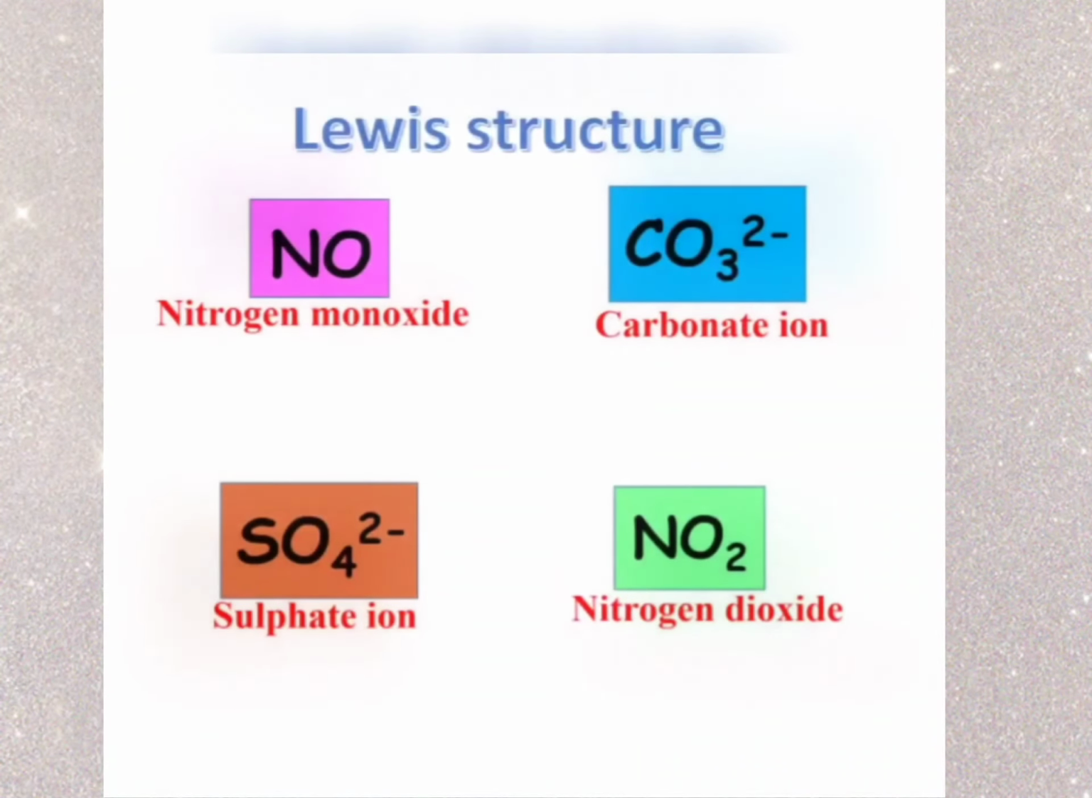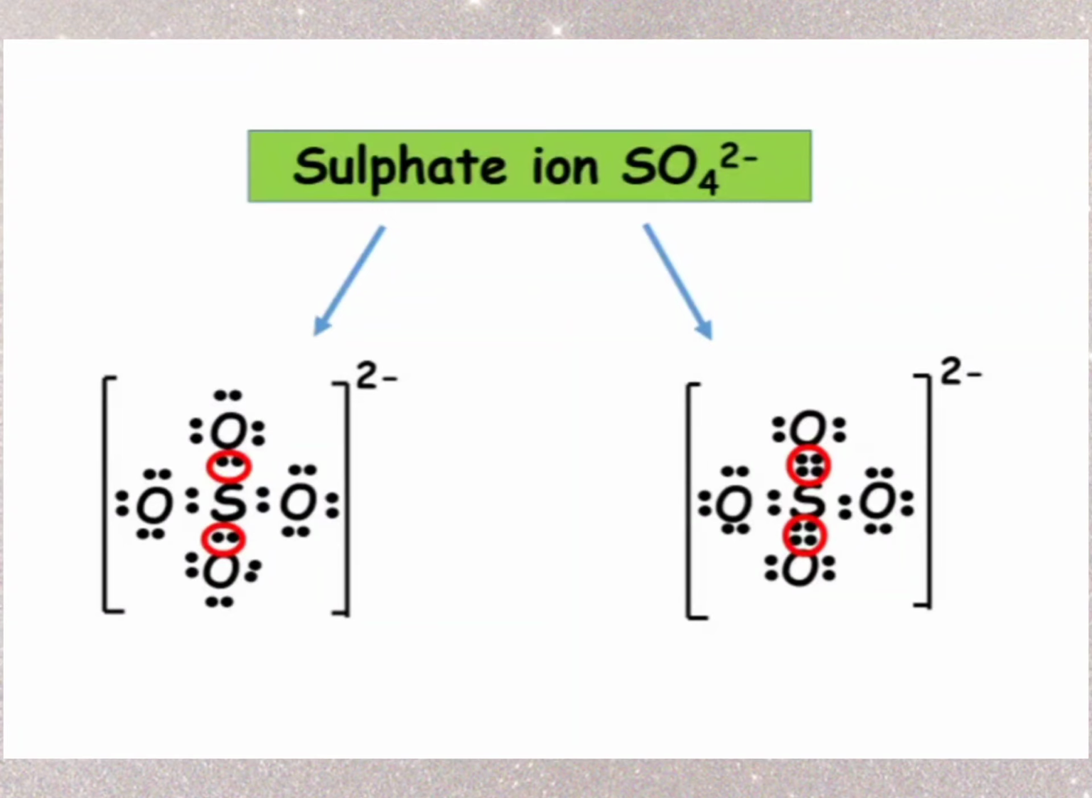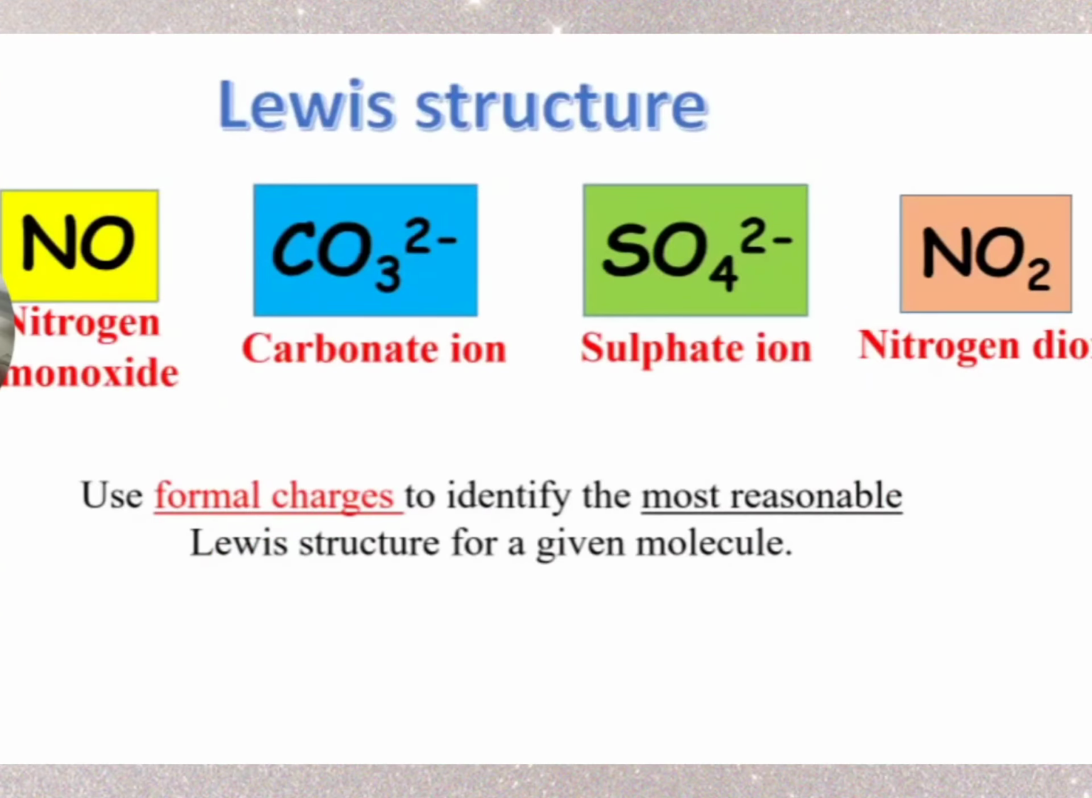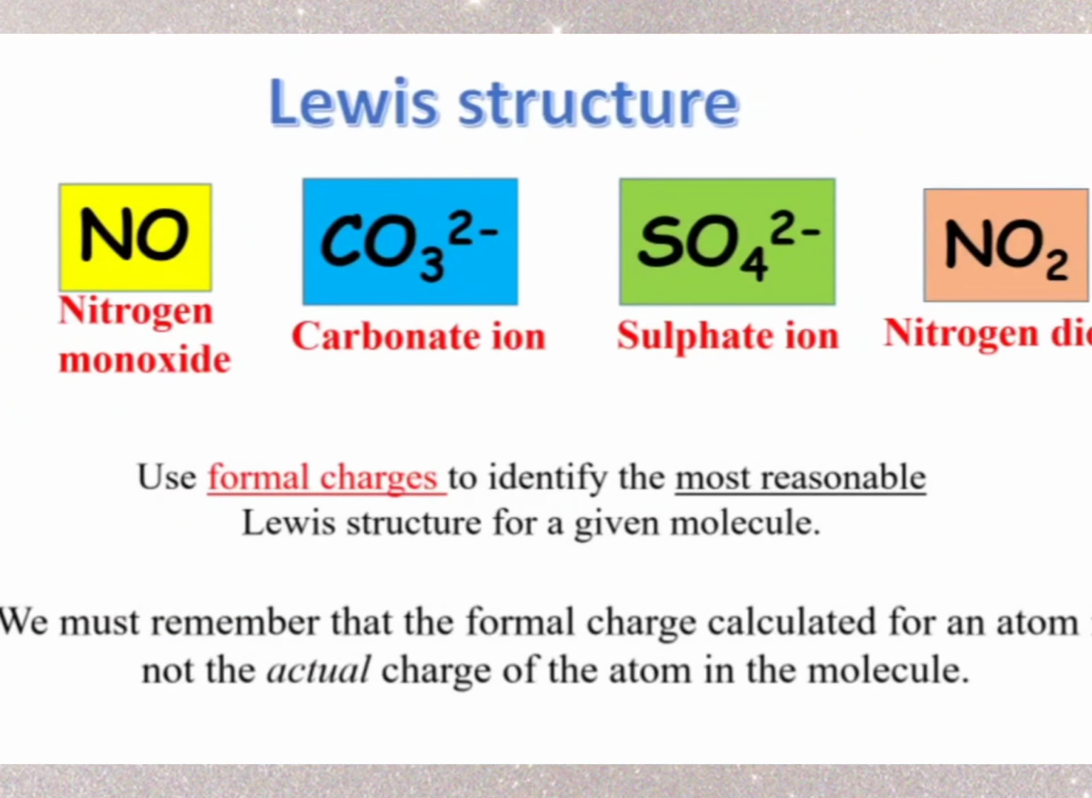My dear students, today we will discuss how to draw the Lewis structure of the following molecules. I will use the formal charge concept to explain how to draw the Lewis structure for sulfate ion and nitrogen dioxide, even though the formal charge concept is not in the STPM syllabus. The reason for using the formal charge concept here is that there are two possible Lewis structures of sulfate ion. So we can use the formal charge concept to determine the correct Lewis structure of the molecule.